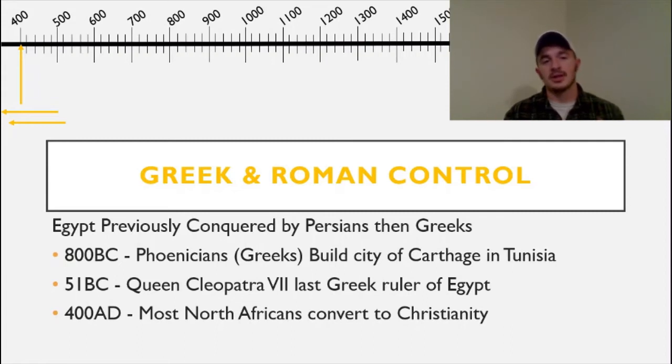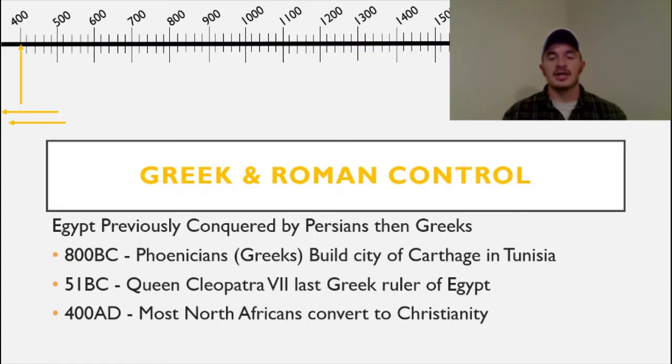So afterwards, we're skipping forward to about 400 AD. This is the first line we're going to actually have on the timeline. The other two you can put as arrows pointing to way back when, and then kind of just put the number 800 and the number 51, and then make sure that you put BC there so that we know that they're a really long time ago.